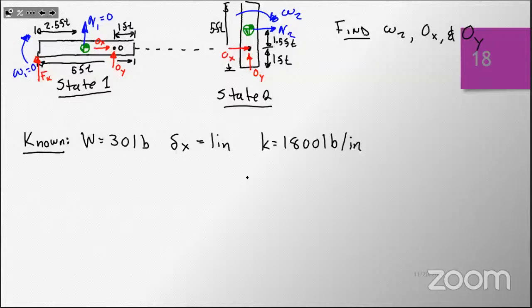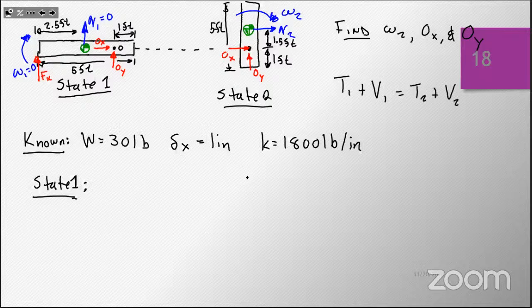So we can start our equations here. Let's talk about state 1, seems like a good spot to begin. At state 1, what do I have? Remember, I'm going to use work and energy, specifically conservation of energy. Conservation of energy tells me T1 plus V1 is equal to T2 plus V2.